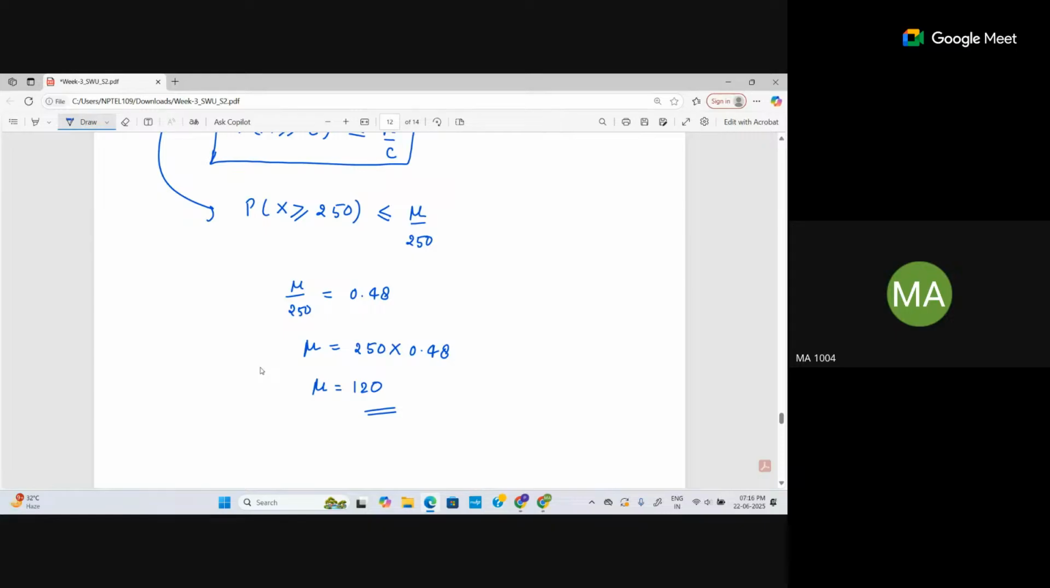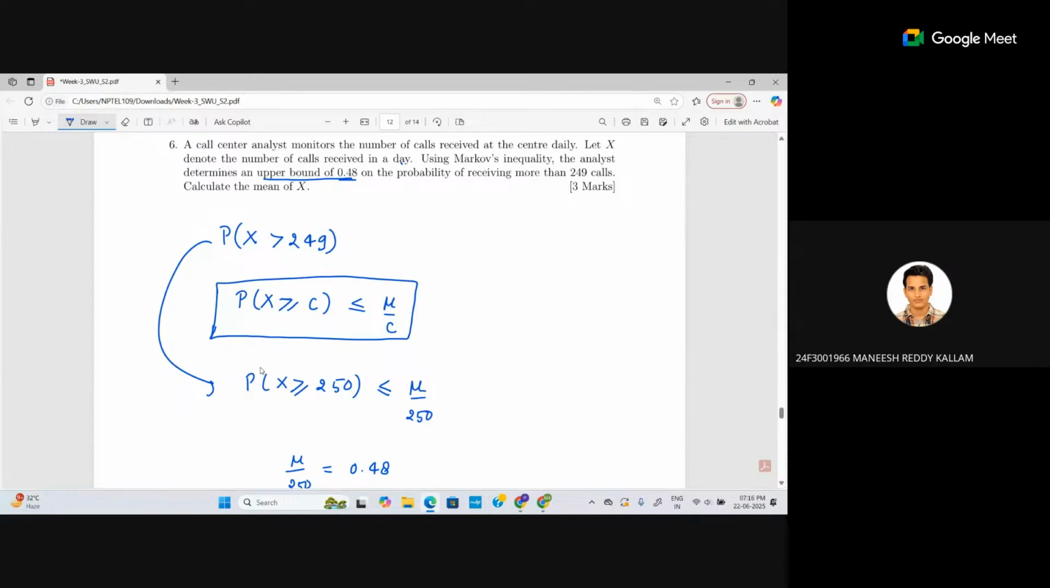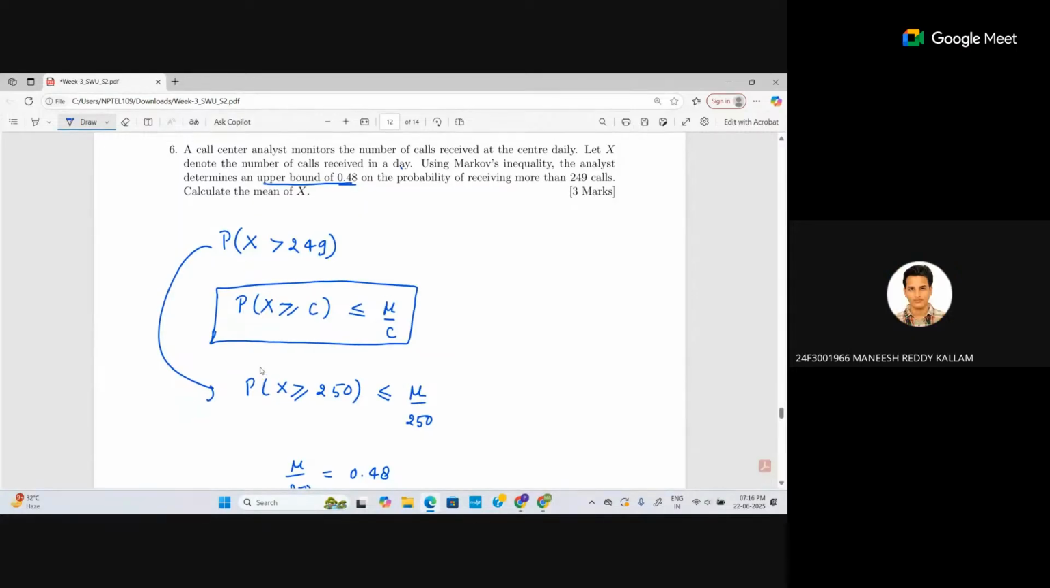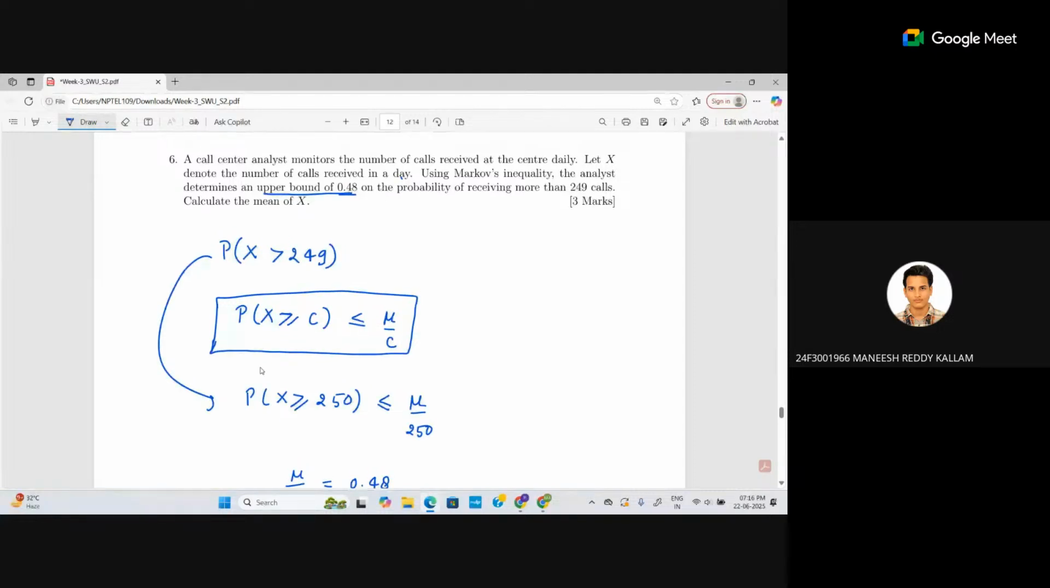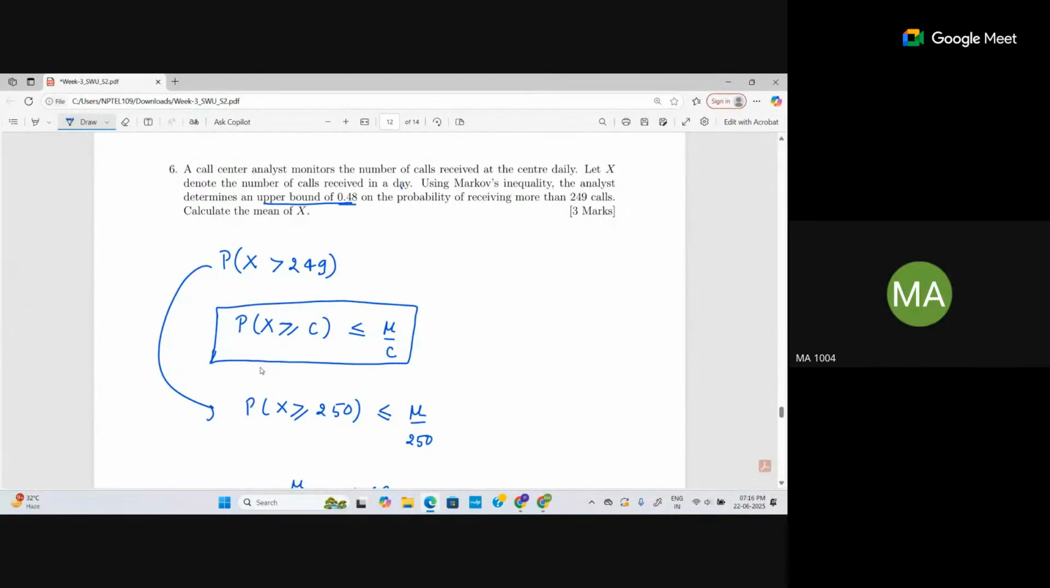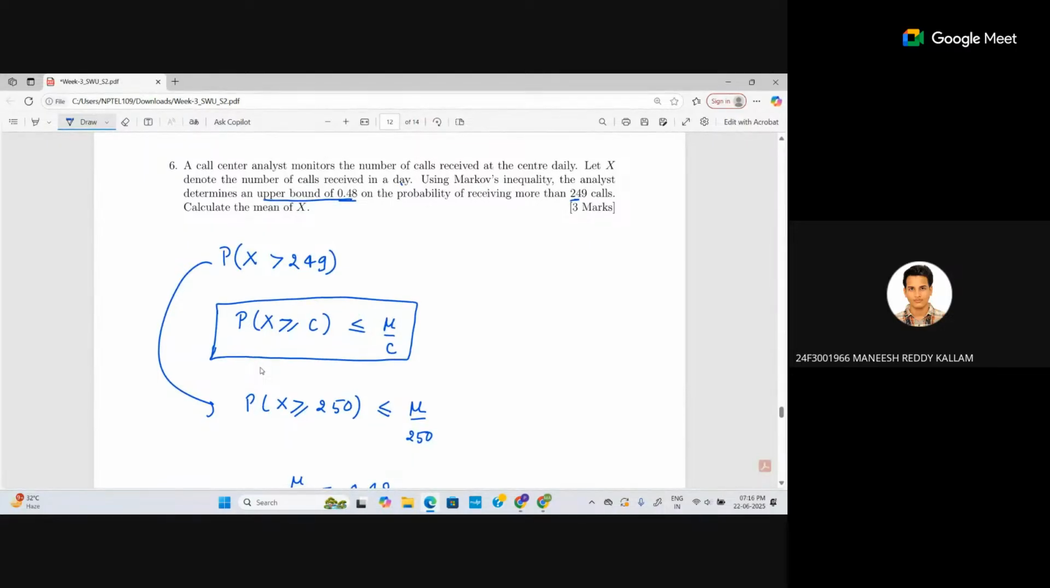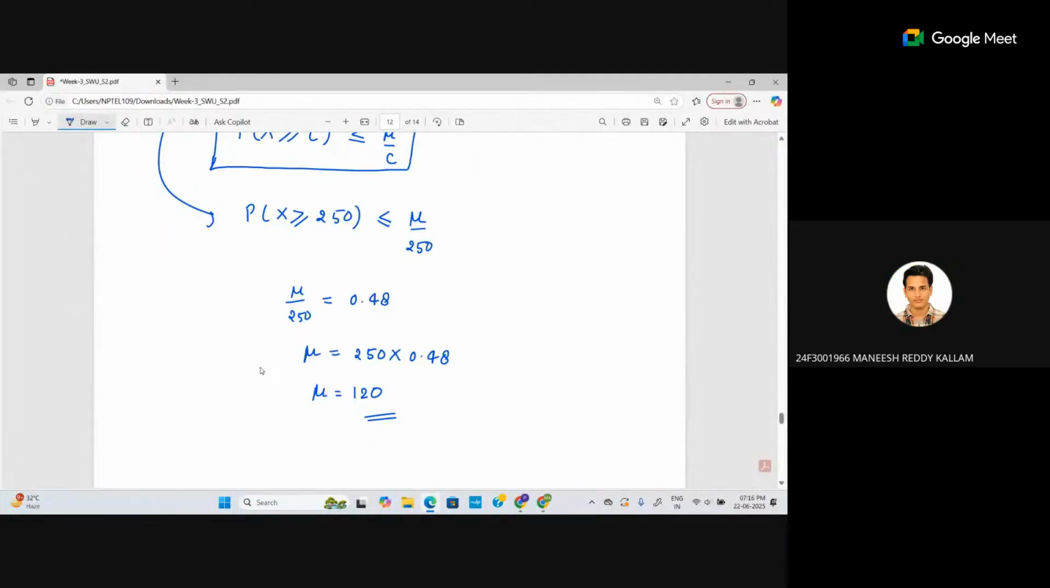Okay. Ma'am, a small clarification over here. 0.48, can we say it is the chance of receiving more than 250 calls is 48% than the mean? Can we say that? The chance of getting more than 250 calls than the 48% than the mean. Like there is a chance of 48% receiving 250 calls, more than 250 calls. Can we say that?